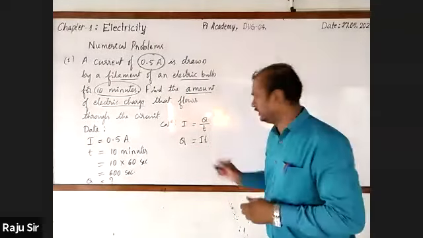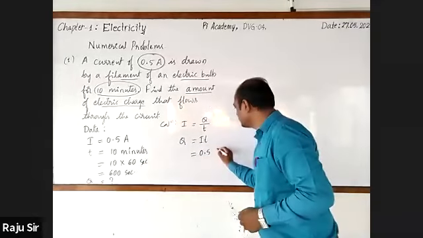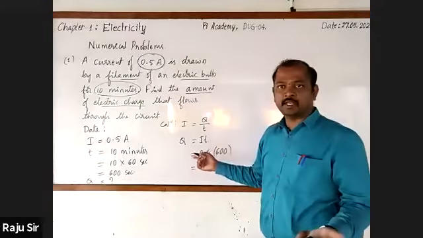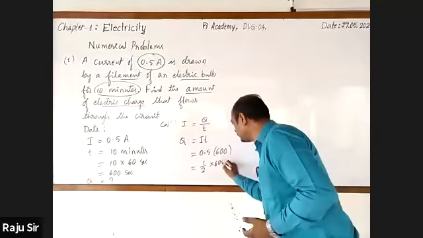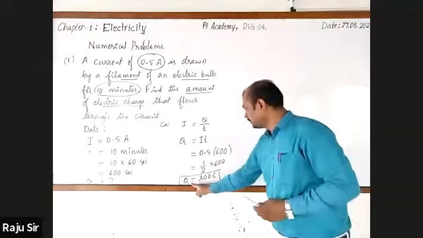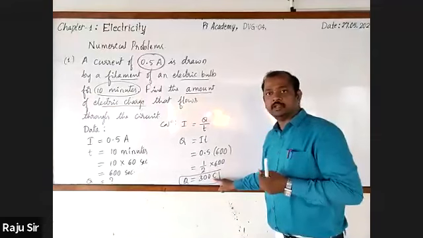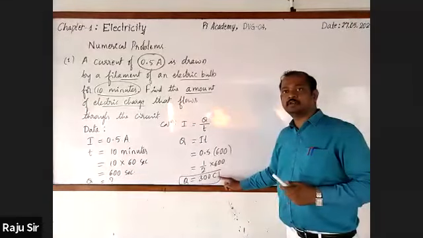Q is equal to I into T, where I is 0.5 amp and time T is 600 seconds. You may multiply it directly. 300, sir. And you know that 0.5 can be written as 1/2 into 600. Cancel it. You will get 300, sir. Coulomb, very good. You must write the unit without fail. Q is equal to 300 C, nothing but coulomb. 300 coulomb. If you do not mention the unit, half marks will be cut off in the examination. Please do remember, without fail, you have to mention the unit.